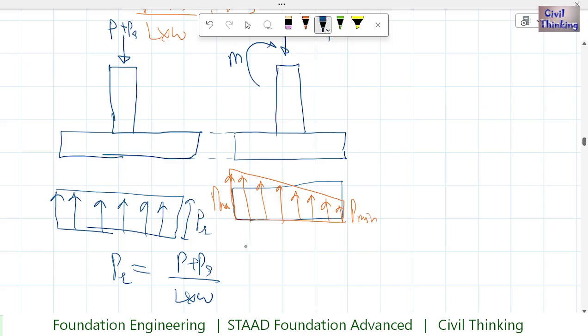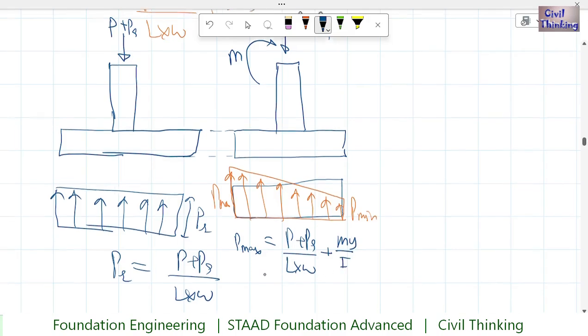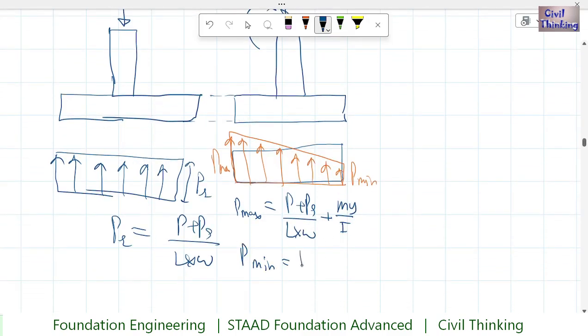So here P max is what? P plus PA divided by L times W, this much P, and plus due to the moment M, okay? And this is My divided by I, okay, where I is the moment of inertia, okay? And we have this P minimum, it is P plus PA divided by L times W minus My divided by I. Okay, so in the max we have plus sign and in the minimum we have minus sign, okay?